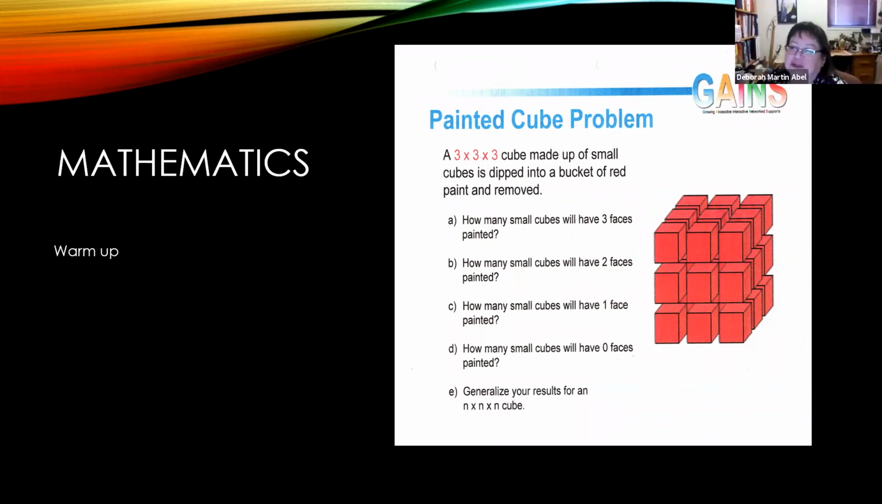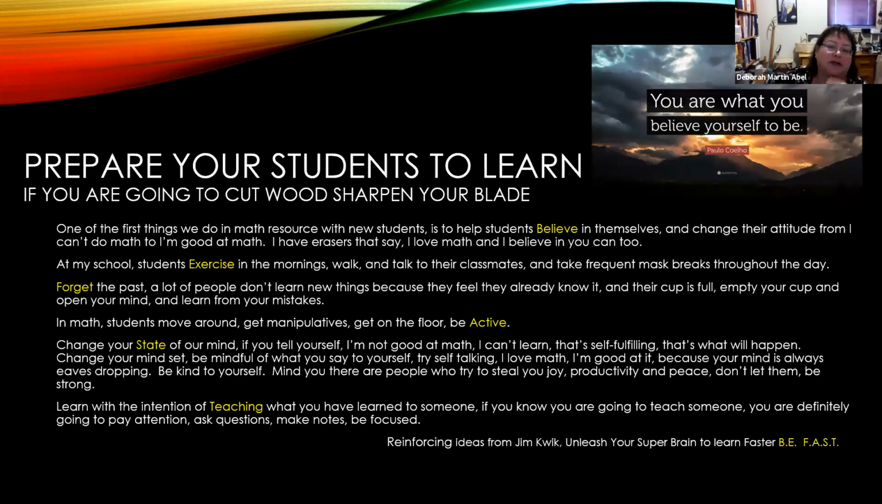Yes, that's correct. So this is just like a little warm-up activity that you can use to get your kids, or your students, thinking about math. You want to prepare your students to learn. That's the first thing that we need to do.